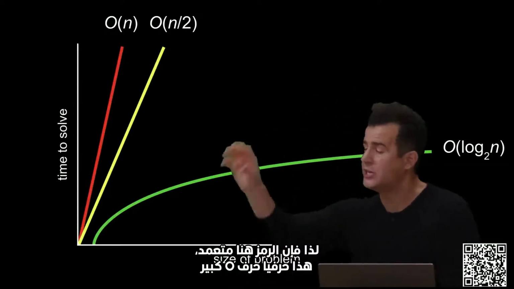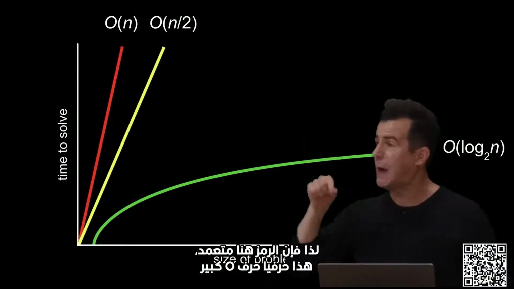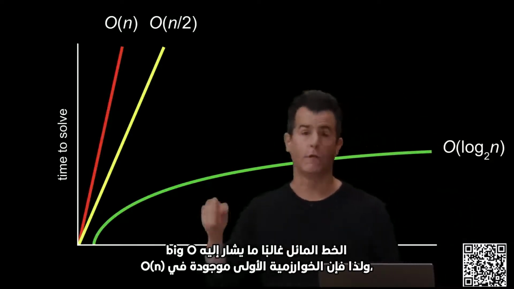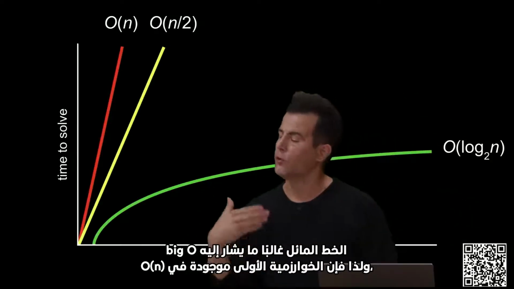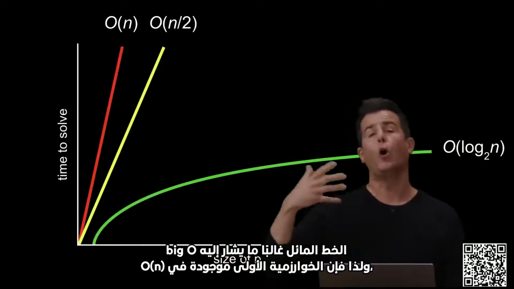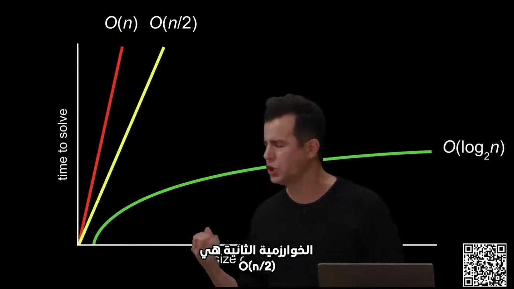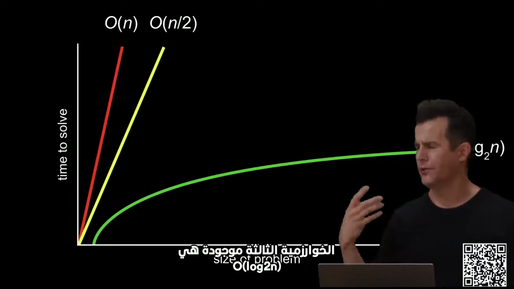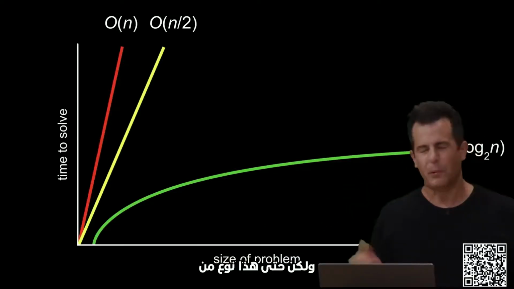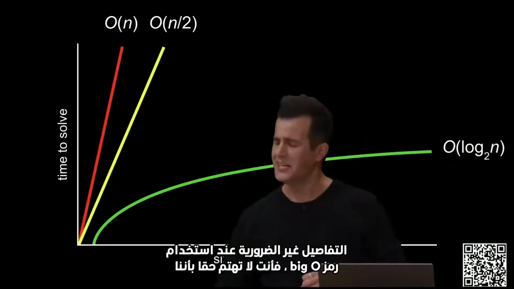So the notation here is deliberate. That is literally a capital O, often italicized, referred to as big O. And so the first algorithm is in big O of n. The second algorithm is in big O of n divided by 2. The third algorithm is in big O of log base 2 of n. But even that is kind of unnecessary detail.